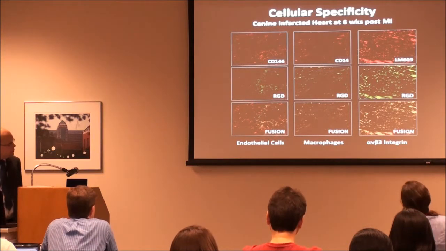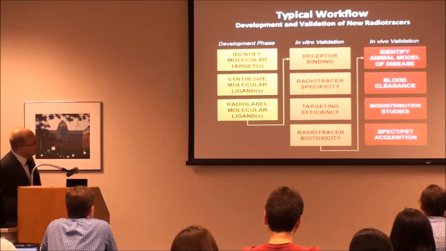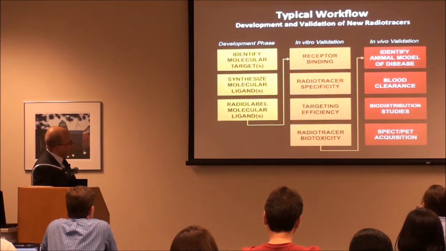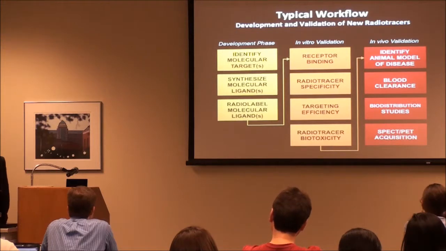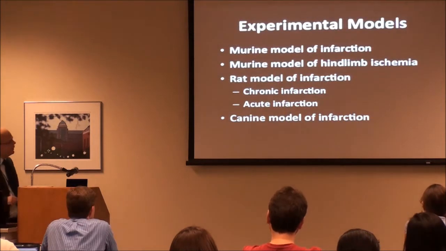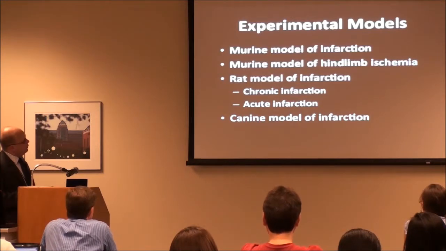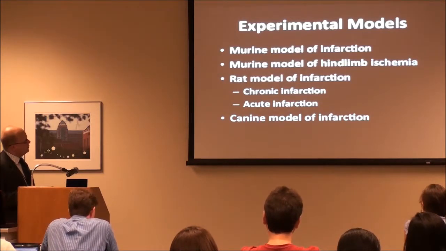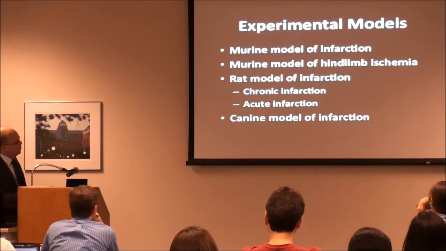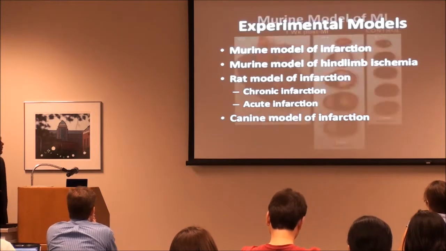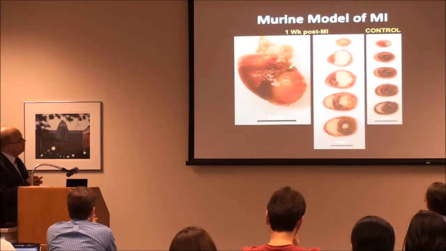So we went through all those in vitro validation processes, and then we tried to identify an animal model of disease and do some initial studies. We developed a couple of experimental animal models, and I will talk a little bit shortly about all of them. We had a mouse model of infarction, a rat model of infarction, and also a canine model of infarction. And we talked a bit about the murine model of infarction.